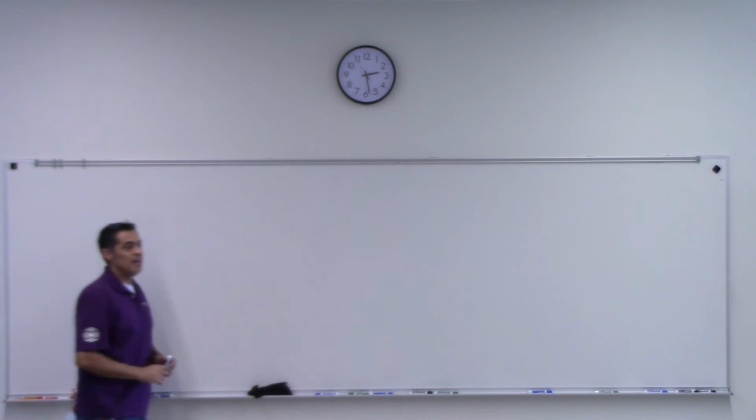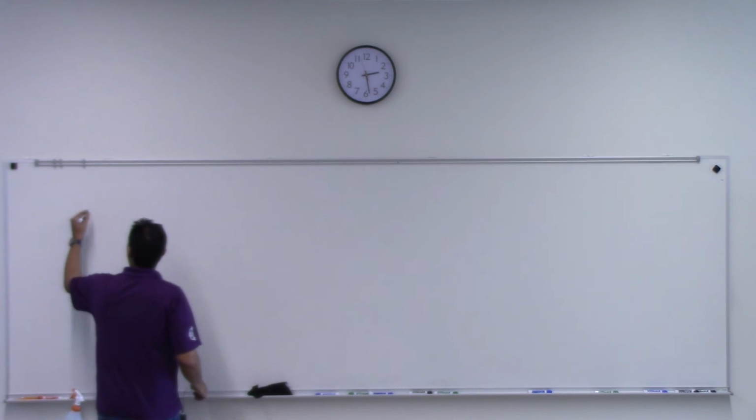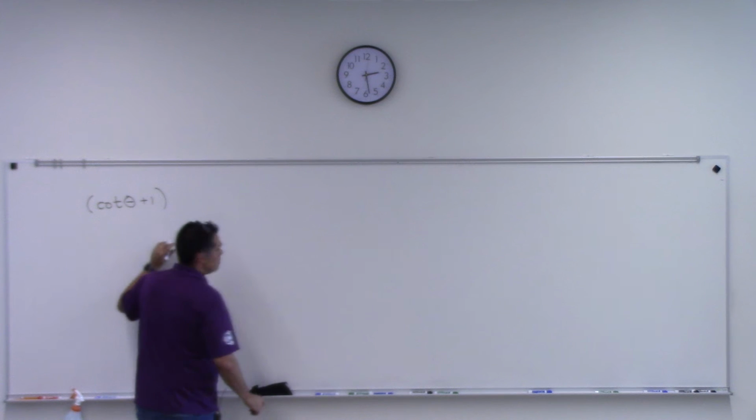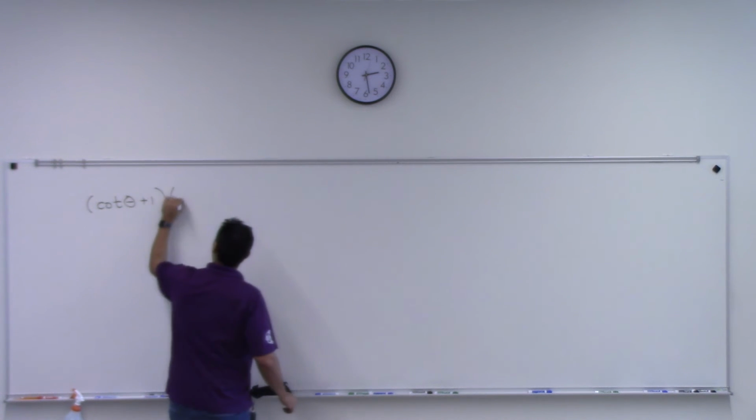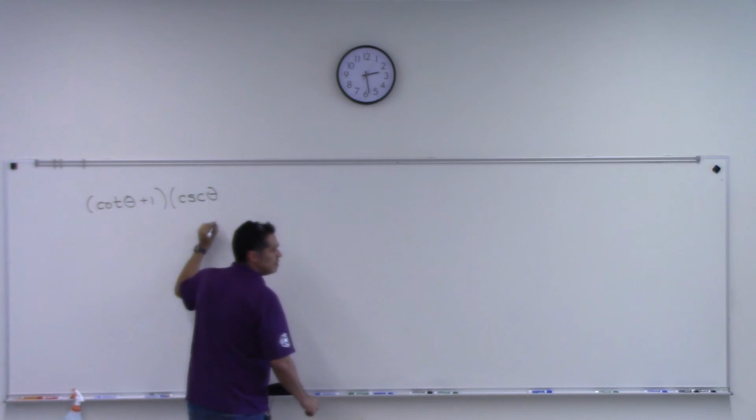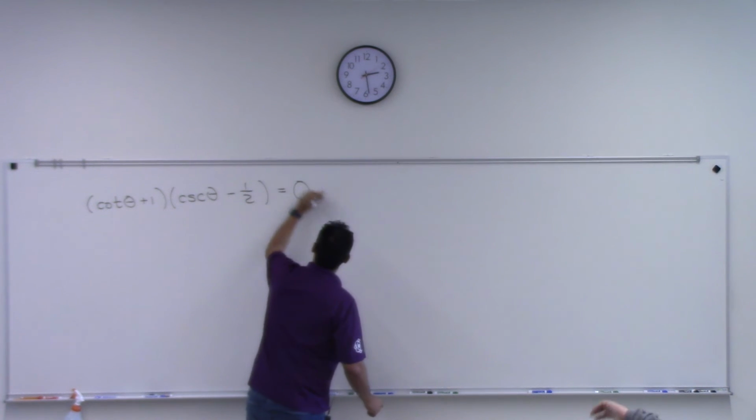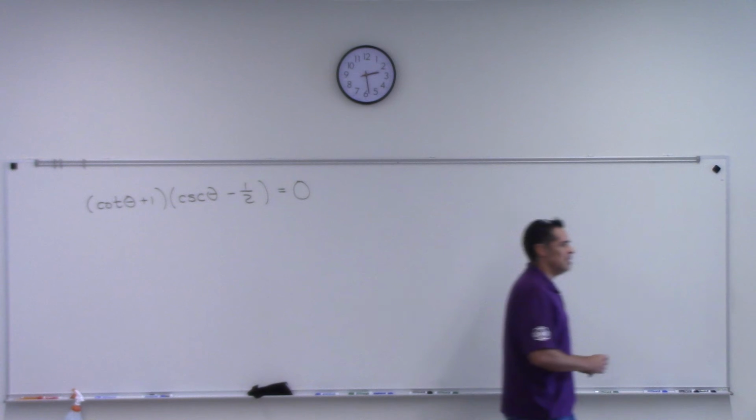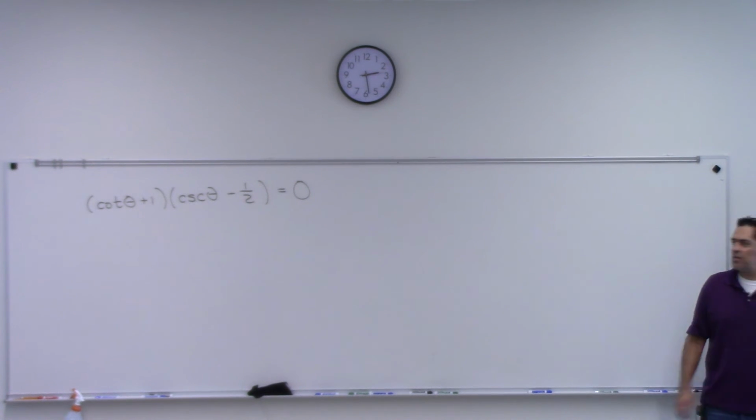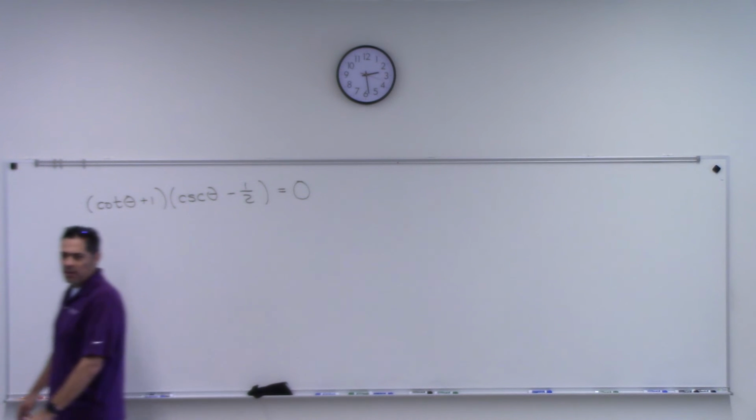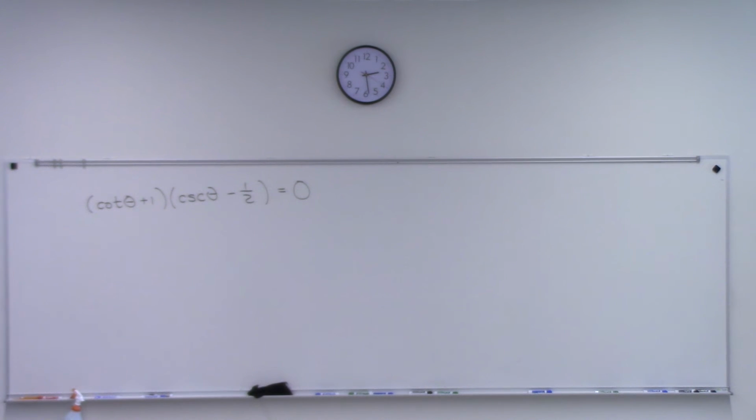Which one? B. Cotangent theta plus 1 times cosecant theta minus a half equals 0. I think you may have picked the easiest one, even though it looks like the worst one. After this one, it's easy enough we can finish it in like a minute and a half.